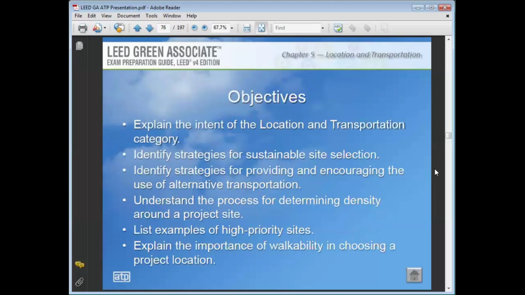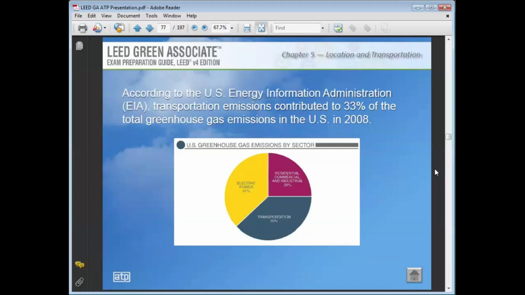So these will be the core areas, and our objectives will be to explain what should be our intent towards location and transportation categories, site selection, providing and encouraging the use of alternate transportation, and understanding the process for determining the density around a project site, meaning how many people per unit area are living in that space, and how we can densify so that the population can be saturated in one area rather than expanding the site abruptly, which is going to create a bigger carbon footprint and more challenges. And how to identify it if we have a choice of sites. So how to decide which site is more appropriate, better, is high priority site selection, and the importance of walkability. All of these are very important. So we'll be skimming through all of these one by one to understand how these things matter.